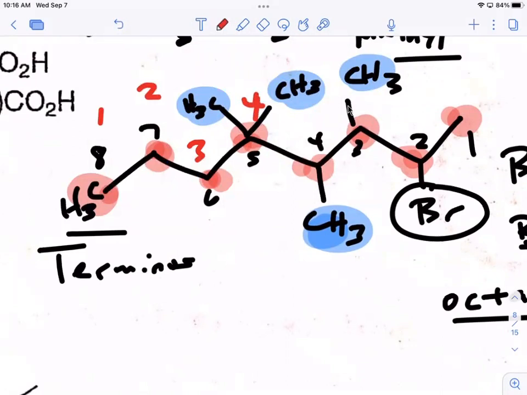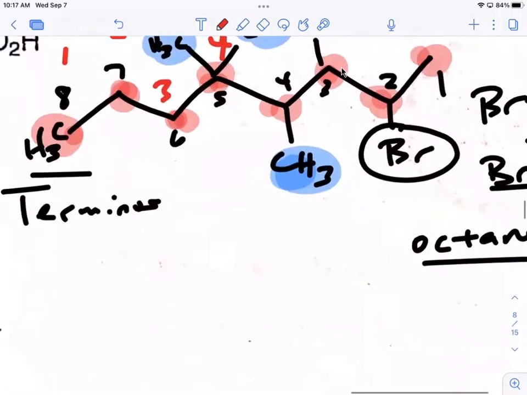Yes, that's right. So the rule is that you want all your substituents, anything that's on the backbone, to have the lowest number possible. So you always start counting from the end that has the closest substituent to it. So if you look at the 2 ends, the end where the bromine is is closer to the end than the other end where the methyl groups are. Okay, thank you.